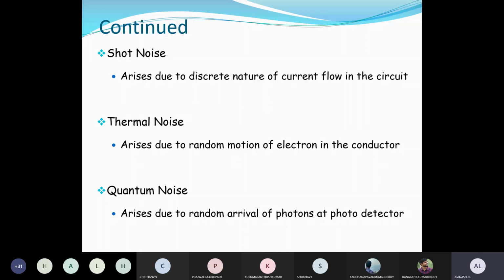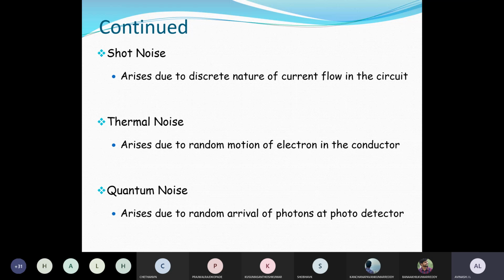After that, thermal noise. What is the meaning of thermal noise? Thermal noise arises due to the random motion of electrons. If electrons are moving with one particular velocity, then it is not a problem. But when electrons start to move with different velocities, then due to the variations in velocity, heat will be generated. That particular noise is called thermal noise. It arises due to the random motion of electrons in the conductor.